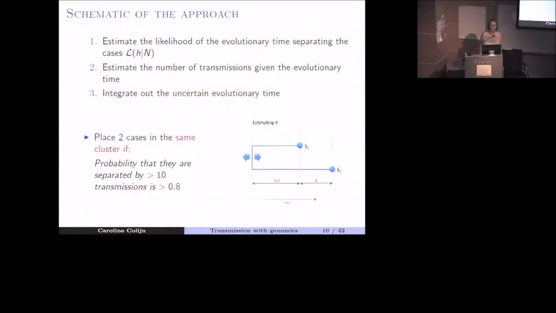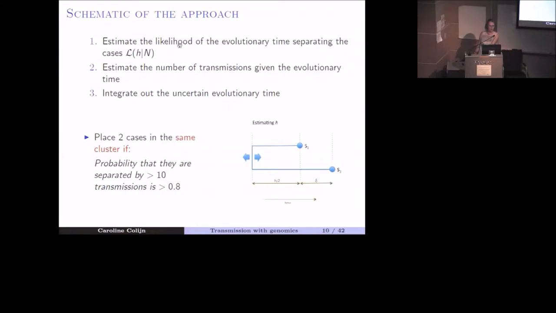If you like math, here comes some math. Okay, so here's a schematic. Again, here are my two cases, sequence 1 and sequence 2, very creatively named. We call the time between their detection delta, so this is the time at which case 1 was sequenced and the time at which case 2 was sequenced. And then we imagine that there's some unknown amount of evolutionary time that happened in between. So this is H over 2, and we don't know this. So what we do is we write down its likelihood, given our model. And then we estimate, if it was this number here, how many transmissions would there probably have been? And then we integrate out this uncertain number H.